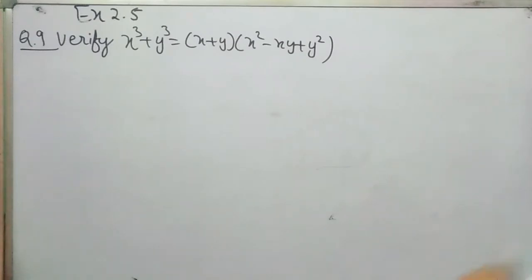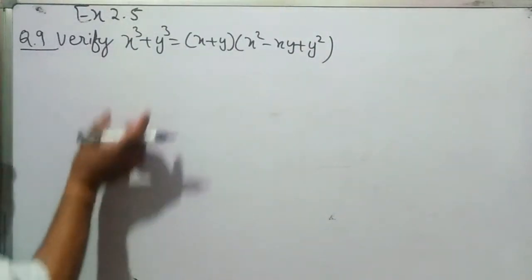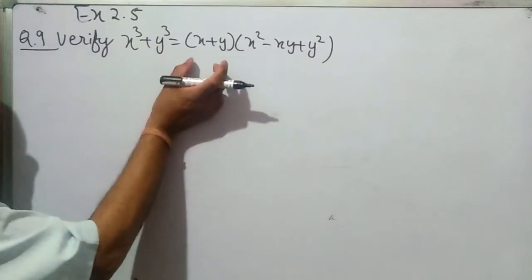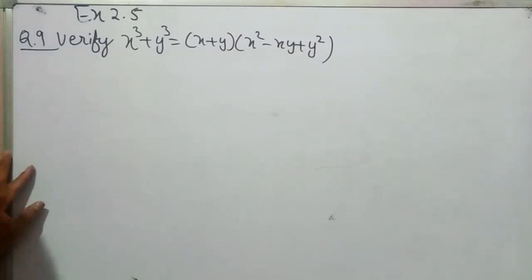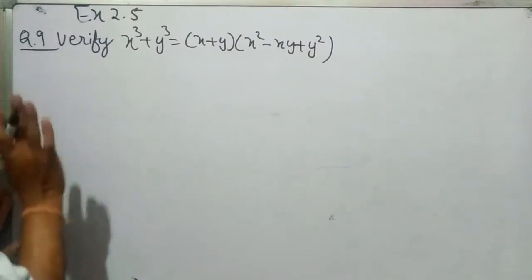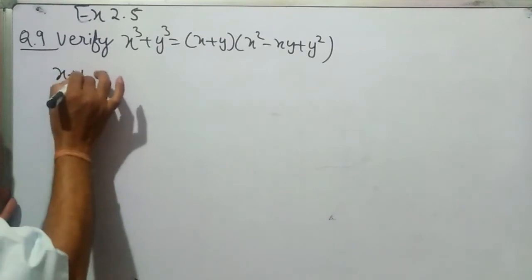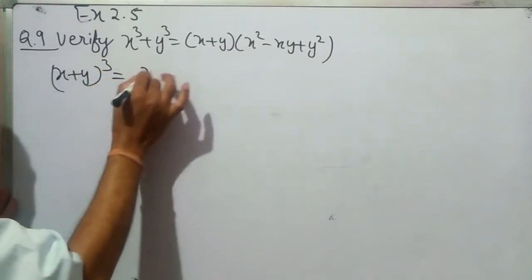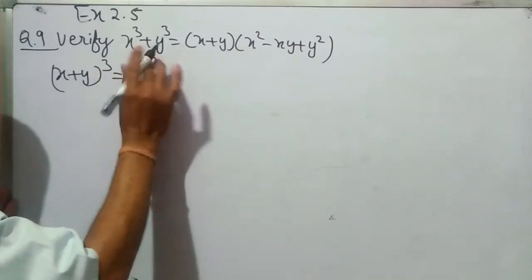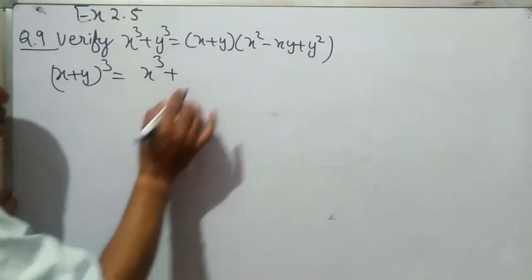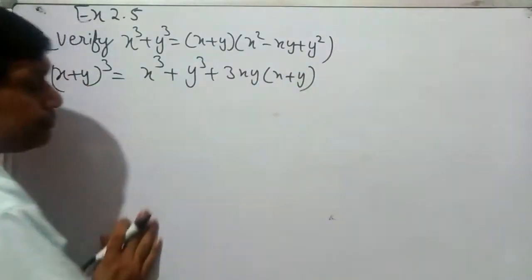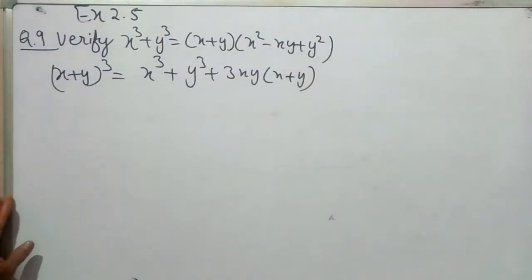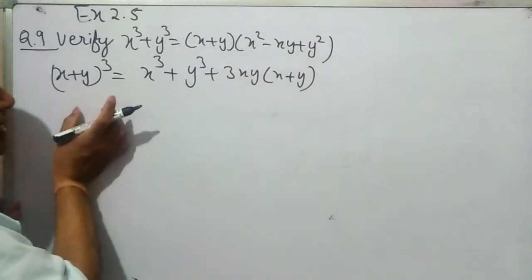Now dear students, question number 9 is, you have to verify this, that x cube plus y cube is the same as x plus y multiplied with x square minus xy plus y square. We can do it in two different manners. The first manner is, we'll use the identity x plus y whole cube is x cube plus y cube plus 3xy multiplied with x plus y. This is one of the forms of the identities used.